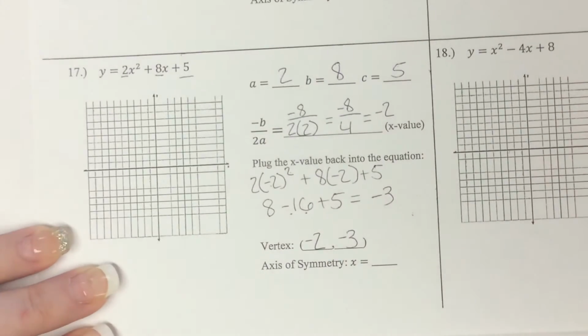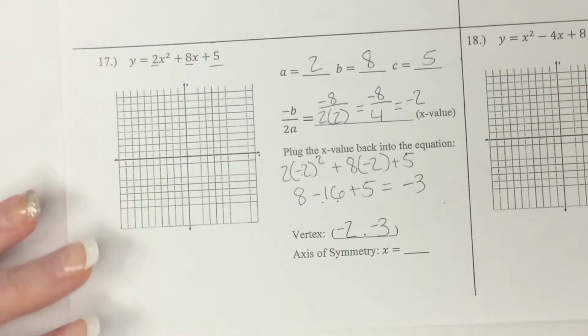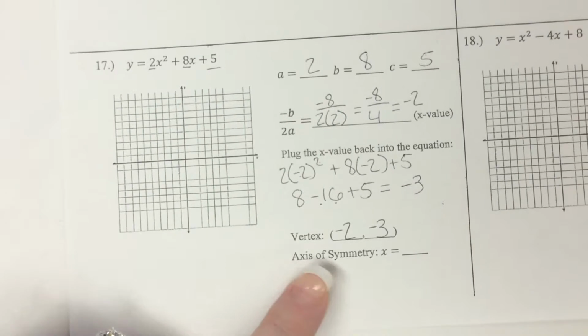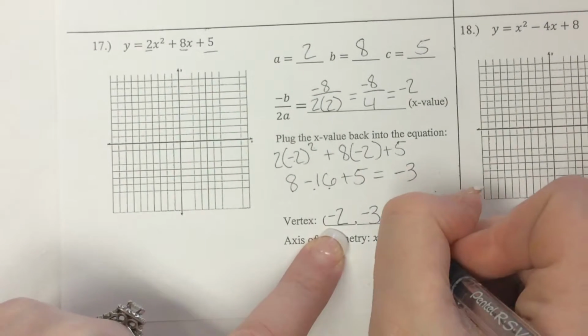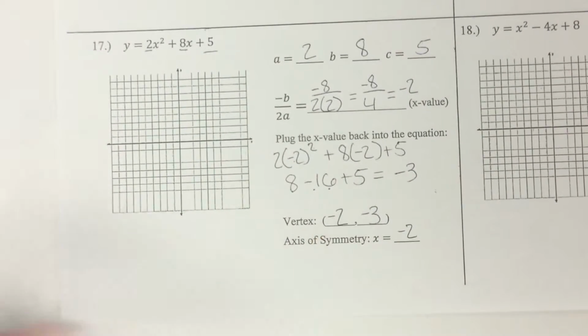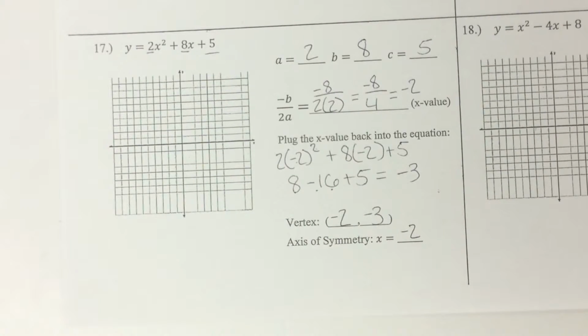All right, so we have a vertex at negative 2, negative 3, and we can do the axis of symmetry right now. It's whatever your x coordinate is, so it's at negative 2. Remember, it goes through the vertex, so that just makes sense, doesn't it? Okay, vertex.